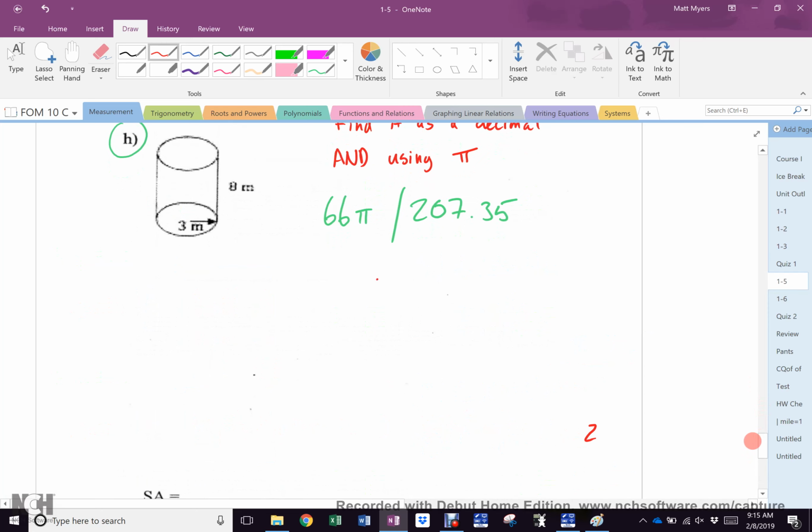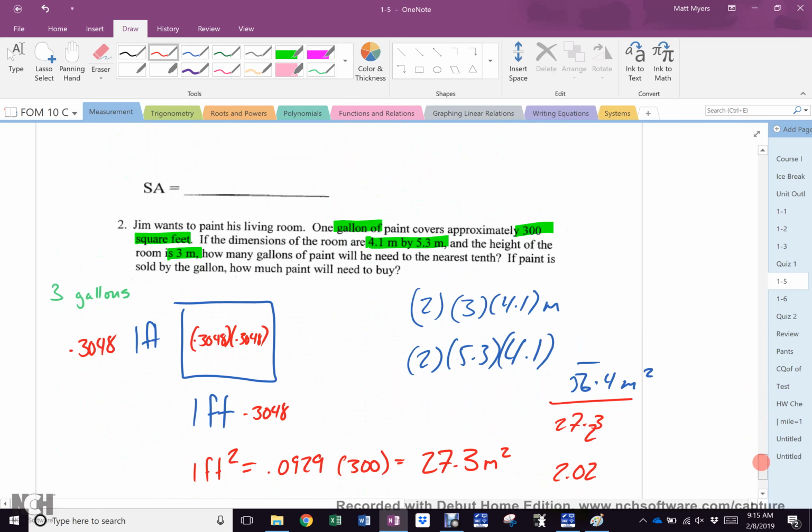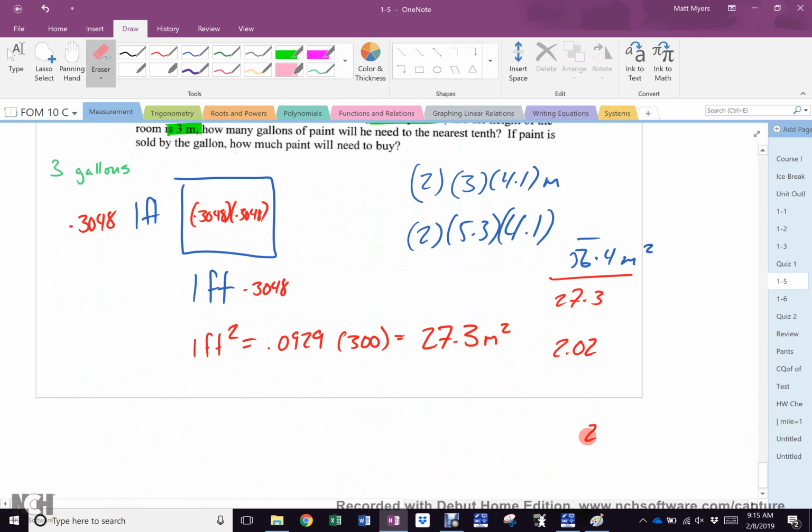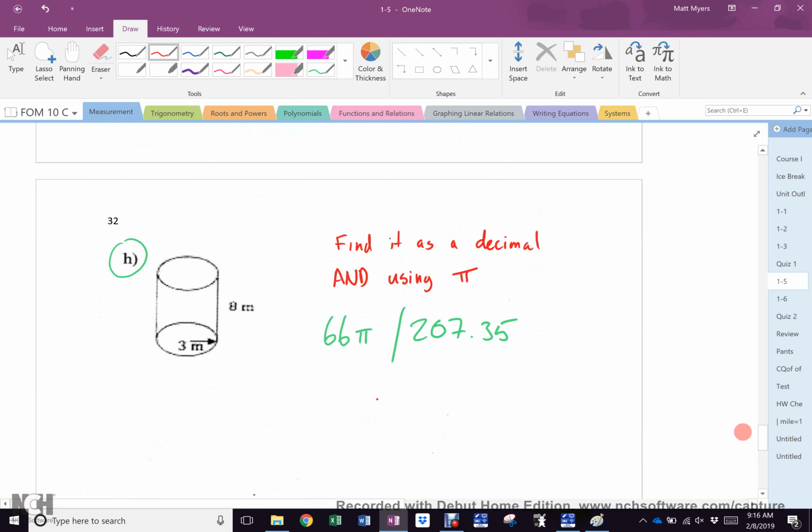66 pi or 207. Is everybody good? Do we have to include all the decimals on all of these? I think that's why I got, like, every time, 1 off, I got 67. No, 67 pi would be wrong.